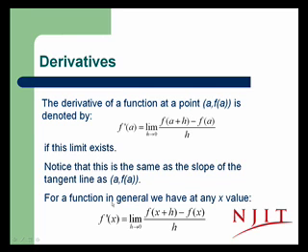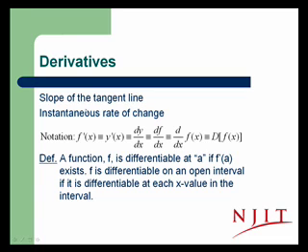For a function in general, instead of at a point a, we can consider any x value, and we find that f'(x) is the limit as h goes to 0 of (f(x+h) - f(x))/h. So the derivative is really just the slope of the tangent line, and as we've discussed earlier, that's simply the instantaneous rate of change of the curve.